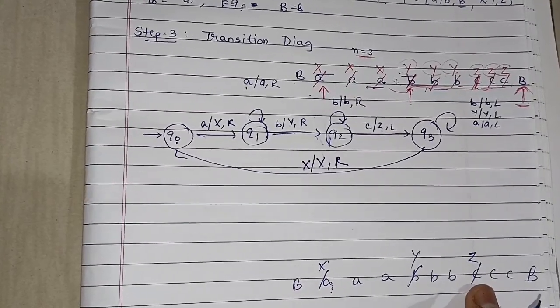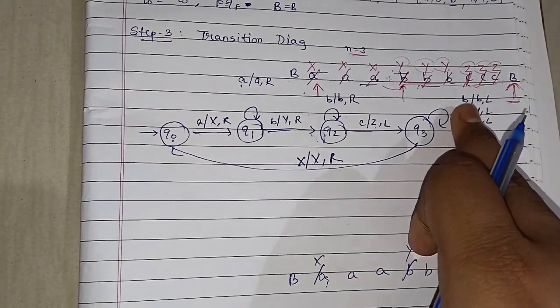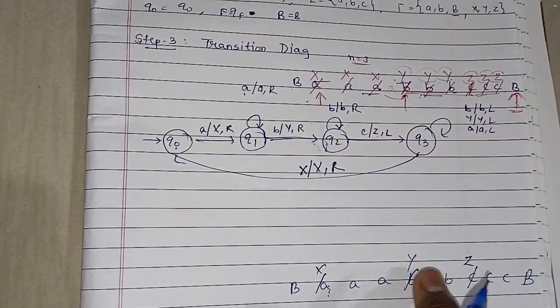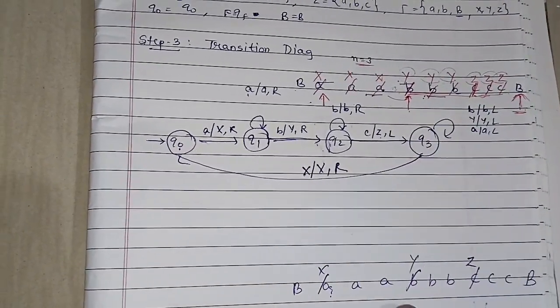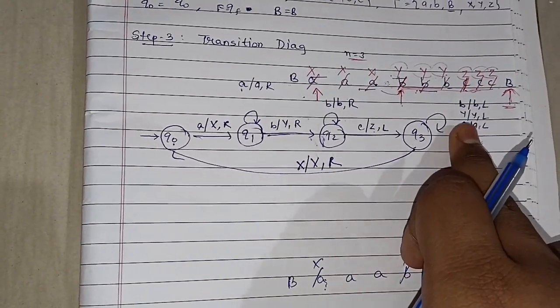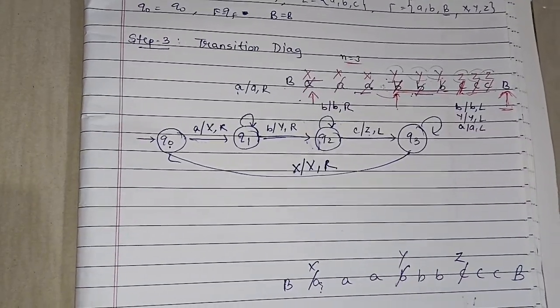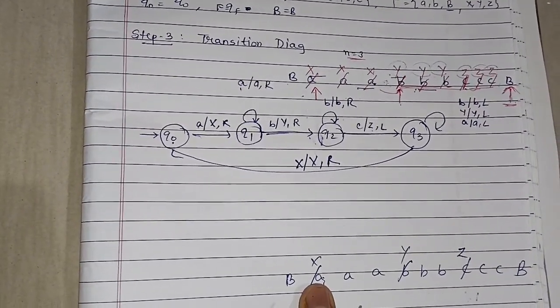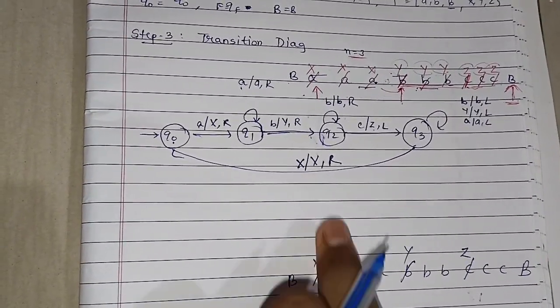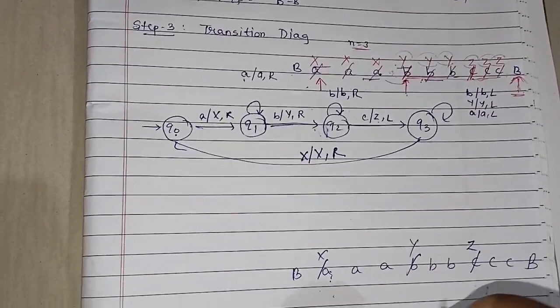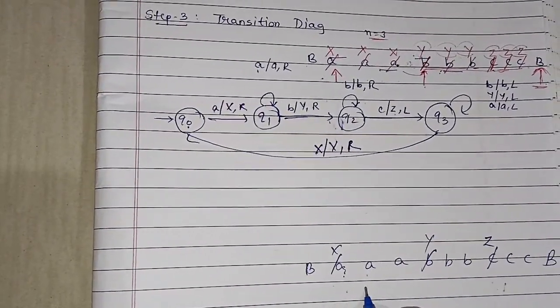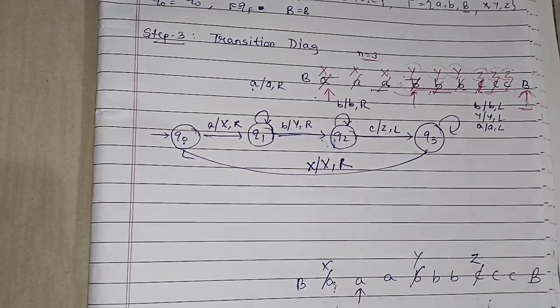So when you move left, you will get B, so I am traversing B. If you get Y, I am saying keep the Y as it is and move left. It will get A, so I am saying keep the A as it is and move left. When it comes here, this is not A, this is an X now. So when you get X, keep it X and move right. Now the head will be pointing here.